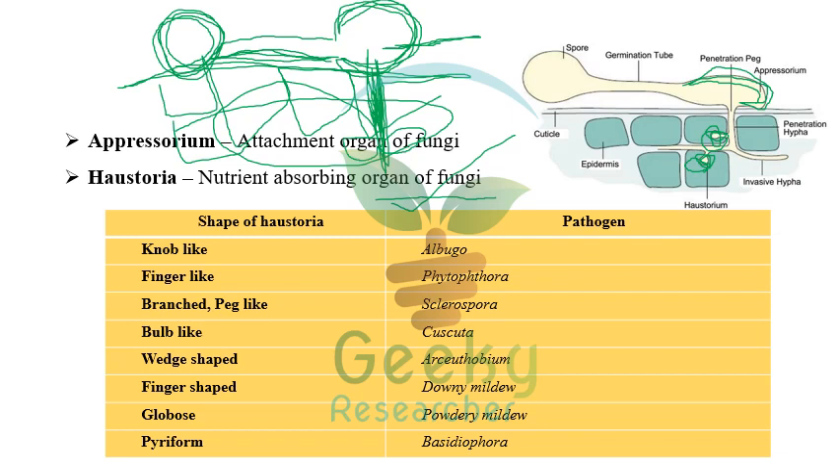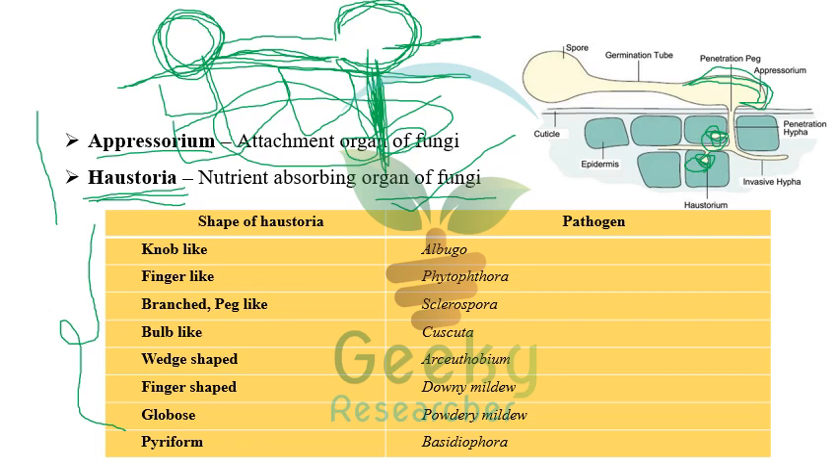This is very important, because they will ask questions like: what is the attachment organ of fungi? That is the appressorium. And what is the nutrient absorbing organ of fungi? Something like that there might be a chance of asking. That is haustoria. Here there are different kinds of haustoria.